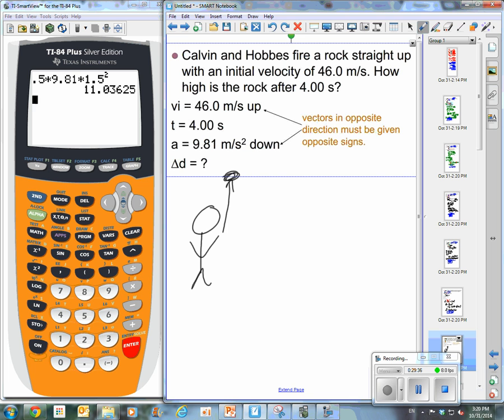So note here, this is where vectors become really, really important. So my initial velocity there is 46 meters up, and in this case here, I'm just going to say that up is positive, down is negative. So what I'm going to do in order to figure this out is I need to give acceleration a negative value. Okay, so again, we're using the same formula here of d equals v_i t plus a half a t squared.